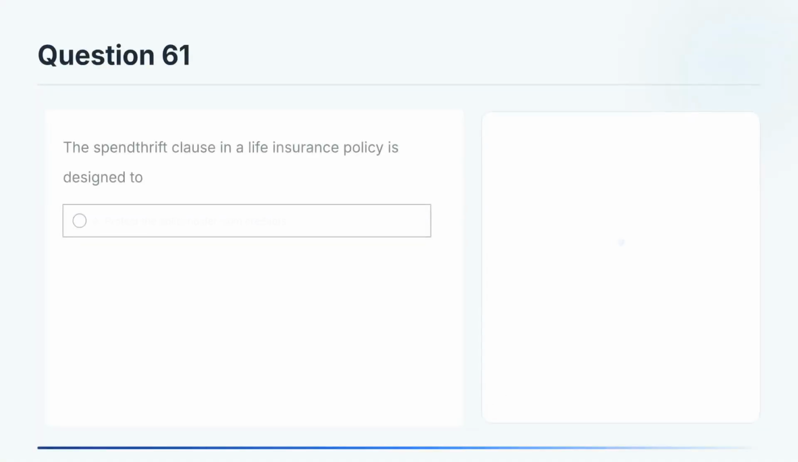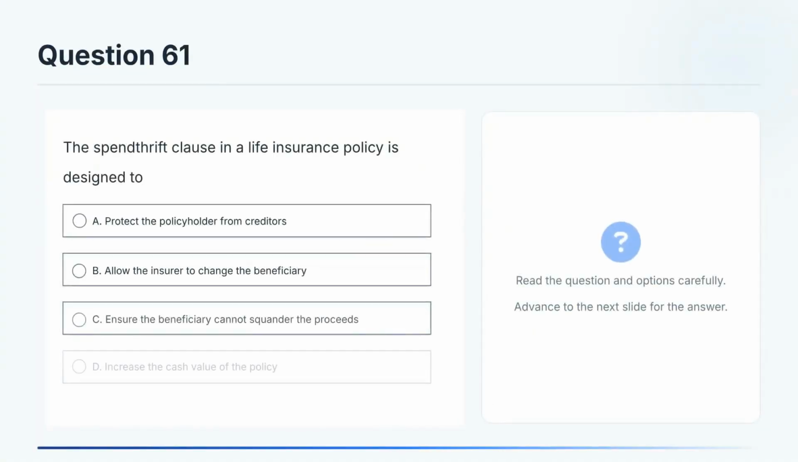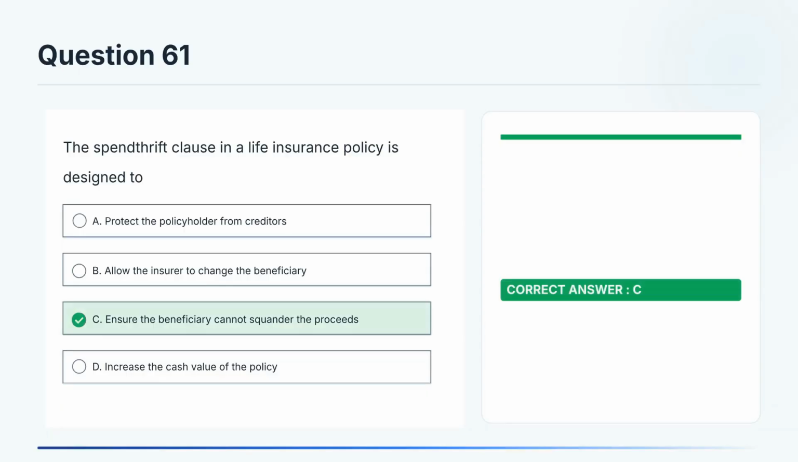Question 61. The spendthrift clause in a life insurance policy is designed to A. Protect the policyholder from creditors. B. Allow the insurer to change the beneficiary. C. Ensure the beneficiary cannot squander the proceeds. D. Increase the cash value of the policy. The correct answer is C. Ensure the beneficiary cannot squander the proceeds.